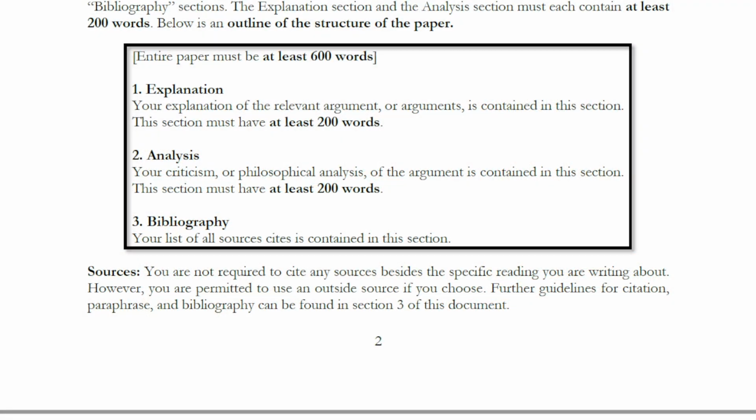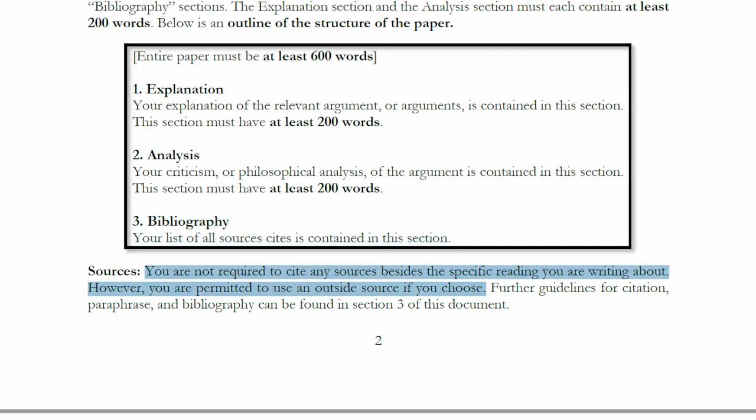Now that we understand the structure of the paper, we will take some time to address each section of the paper, beginning with the bibliography. Your bibliography should list each source that you used in your paper. And the first question you probably have is, are we required to use outside sources, or is there a certain number that you are required to use?